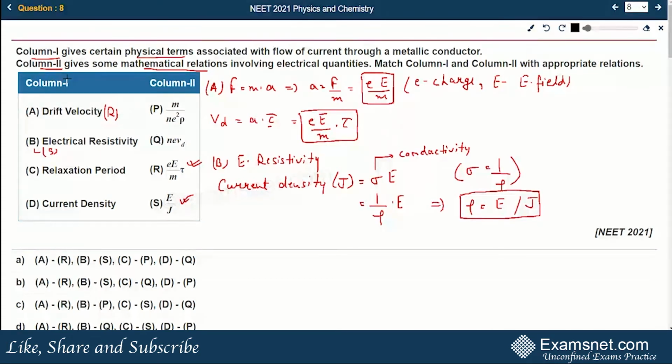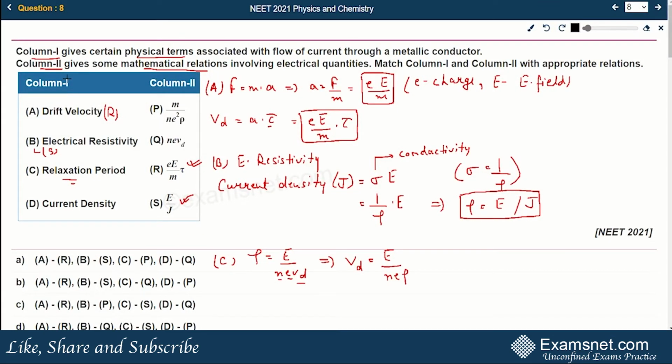Okay, now come to the third one, that means relaxation period. So how to find this? We'll start with the expression for resistivity here. Resistivity can be written as electric field divided by n e vd, where n is the number of electrons, e is the charge on each electron, and vd is the drift velocity. So what will be the value of drift velocity here? It will be equal to E divided by n e into rho.